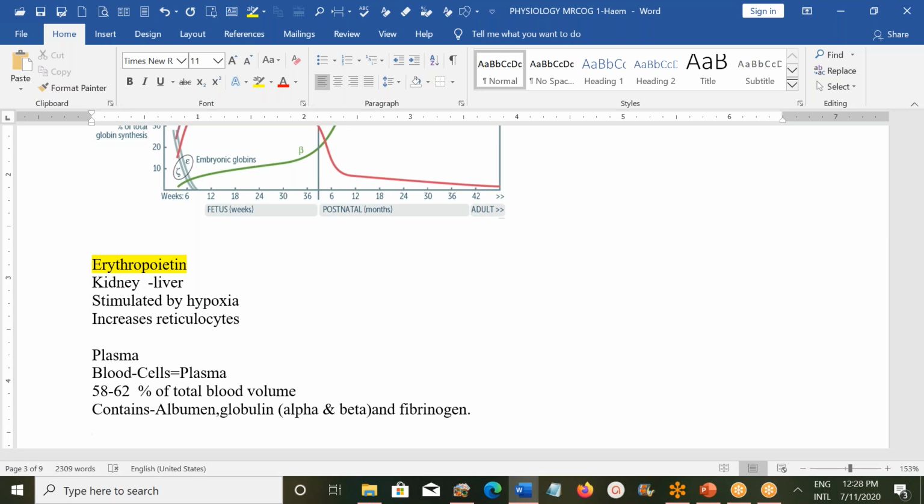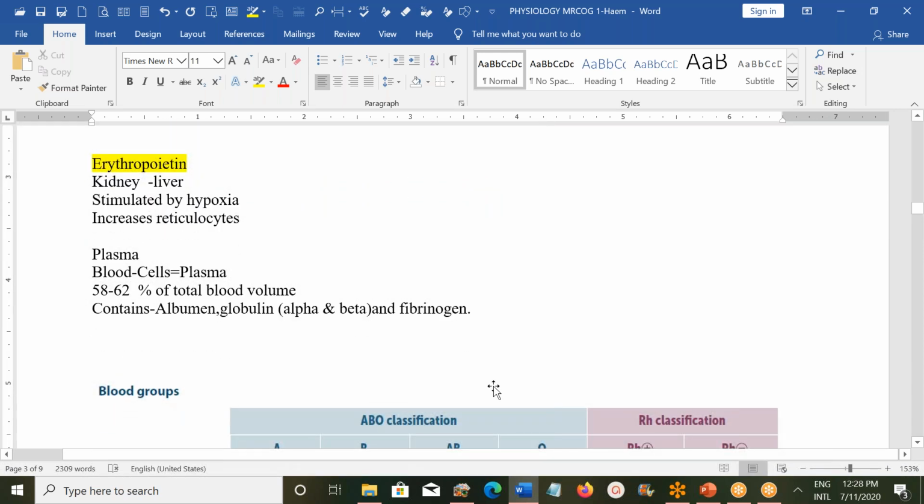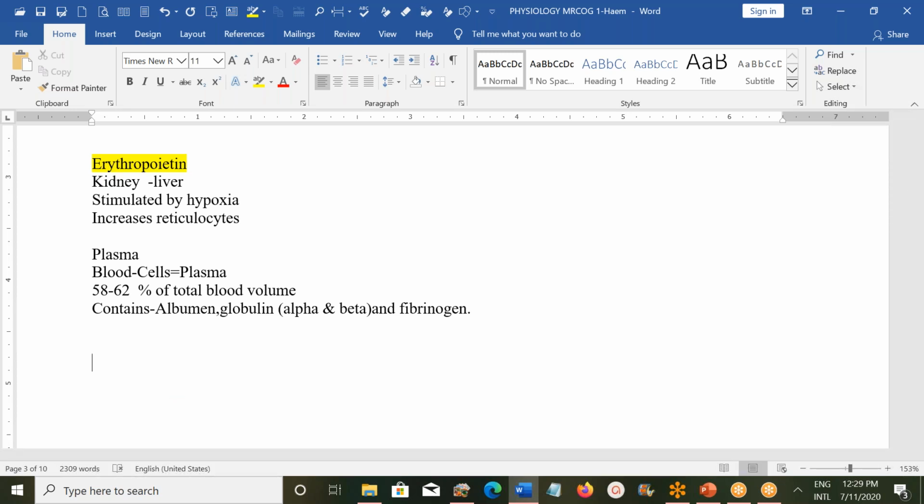Then the synthesis of hemoglobin. Where will the synthesis of hemoglobin take place? In the mitochondria of developing cells. We said that mature RBCs will not have mitochondria. So when the cells are developing, the mitochondria of the developing cells will form the hemoglobin.